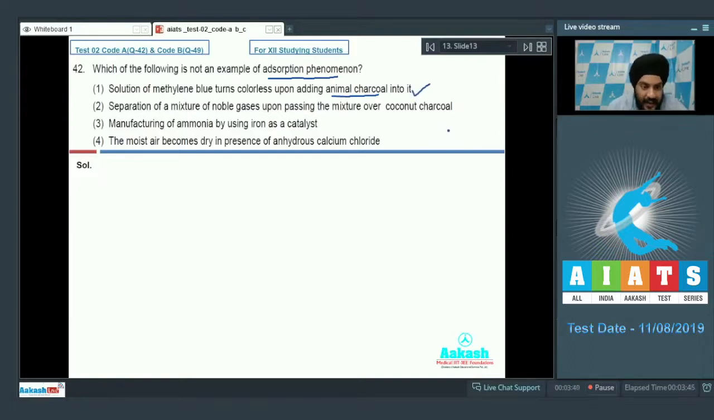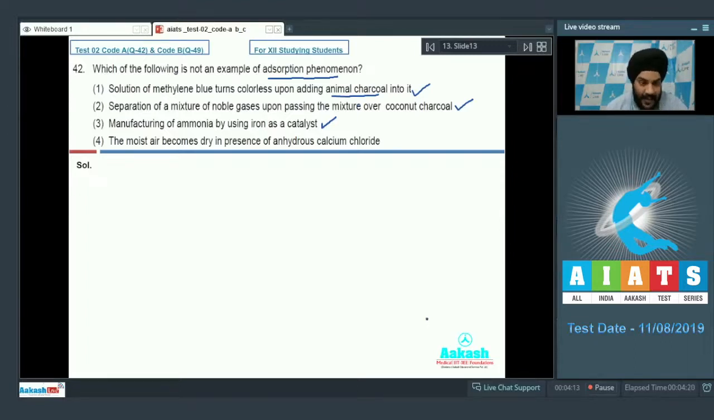So this is an example of adsorption phenomena. If we talk about the second one, separation of a mixture of noble gases upon passing the mixture over coconut charcoal. This is also correct, students. Different noble gases have different tendency to get adsorbed upon charcoal, which can be used for their separation. If we talk about the third option now, manufacturing of ammonia by using iron as catalyst. This is also correct, students. In the manufacturing of ammonia by iron as catalyst, the gases are all adsorbed on the surface.